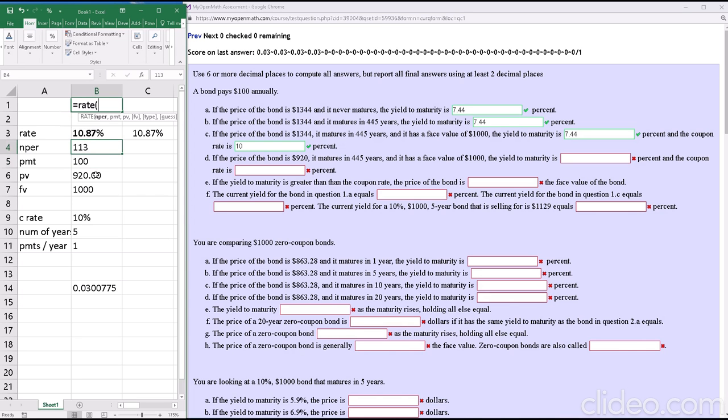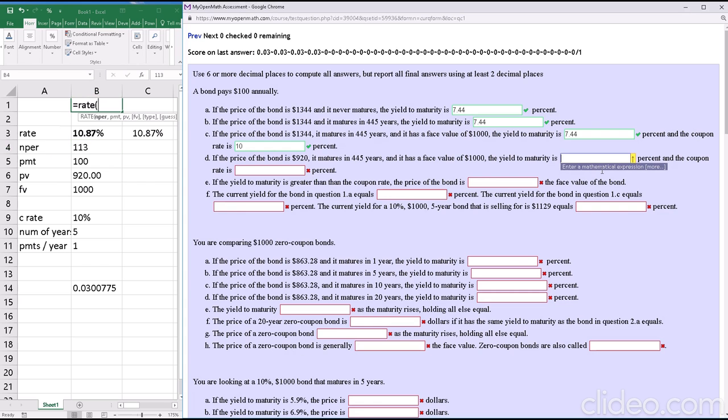Okay, the price of the bond is $920. It matures in 445 years, which 113 is close enough to in terms of time value of money. And it has a face value of $1,000. The yield to maturity is going to be 10.87. So you just got to use the highest number that Excel will accept in terms of the number of payments. And hit enter to make sure it works. And the coupon rate is still 100 divided by 1,000. So that's 10%.